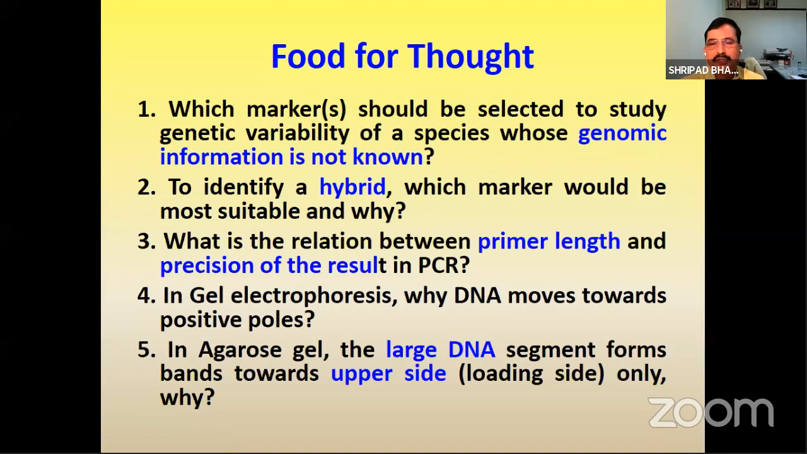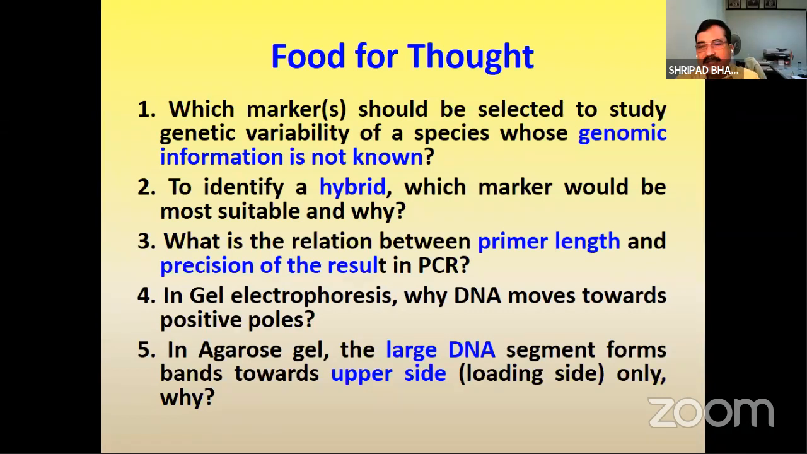Number two, you need to identify a hybrid. I have given a long list of markers. Now you think which marker is the best and why? Third question, what is the relationship between primer length and precision of the result in PCR? I have discussed with you the 10-mer, the decamer primer in the case of RAPD, okay?